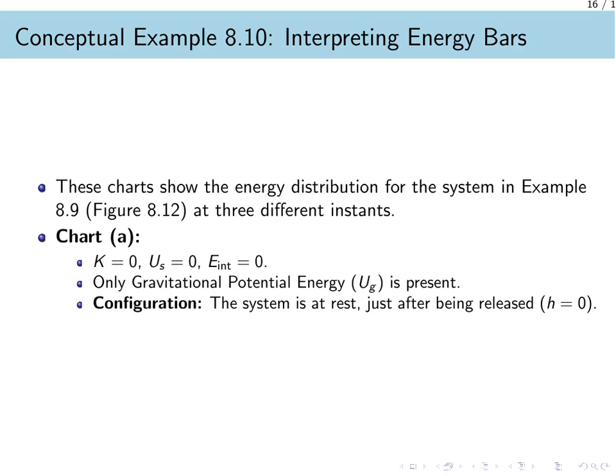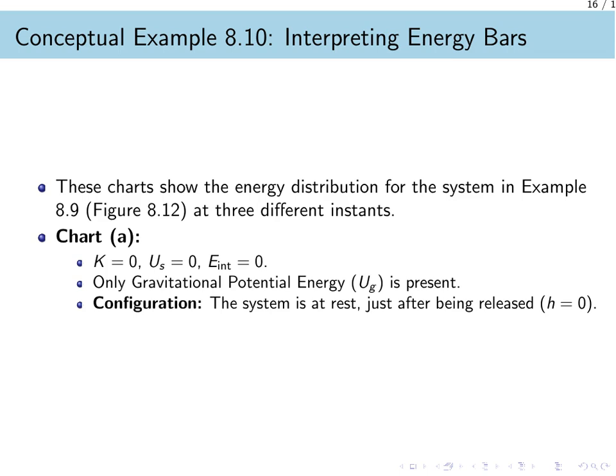In this conceptual example, we will interpret energy bar charts. These charts show the energy distribution for the system from example 8.9 at 3 different moments. Let us look at chart A. We can see that the bars for kinetic energy, K, elastic potential energy, U sub S, and internal energy, E internal, are all at 0. The only energy present in the system at this instant is gravitational potential energy, U sub G.